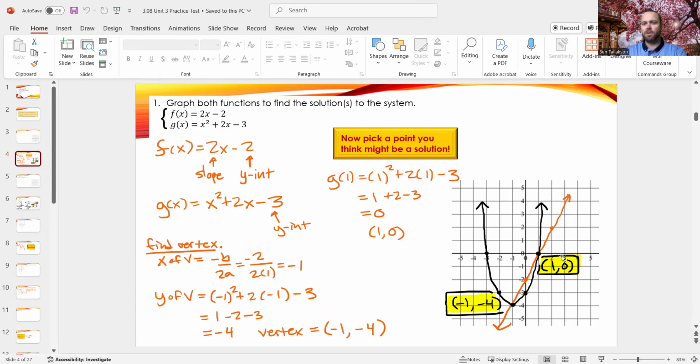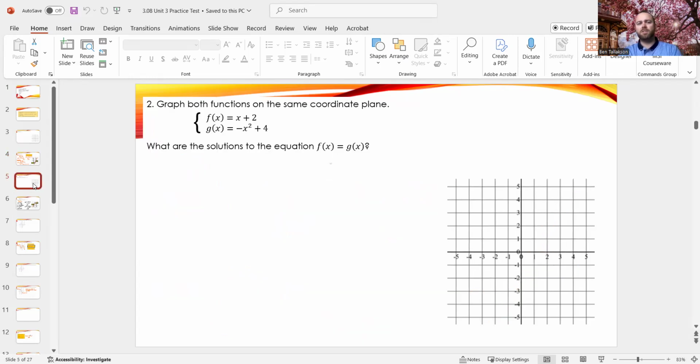Now, if you wanted to find your x-intercepts, you could have also factored this and then set each factor equal to 0, solve for x, and you could find it that way. I found this way to be a little bit simpler. Number 2, very similar. Again, we have a linear function and a quadratic. The only difference is it's negative.